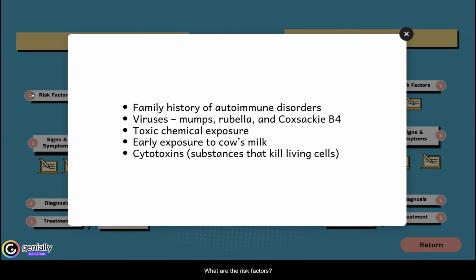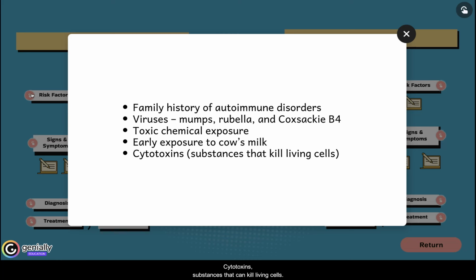What are the risk factors? Family history of autoimmune disorders, history of viruses such as mumps, rubella, or Coxsackie-B4, right? Then toxic chemical exposure can also cause type 1 diabetes. Early exposure to cow's milk can also cause type 1 diabetes. Now we're talking about type 1 diabetes here, right?